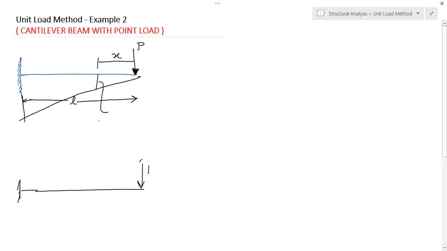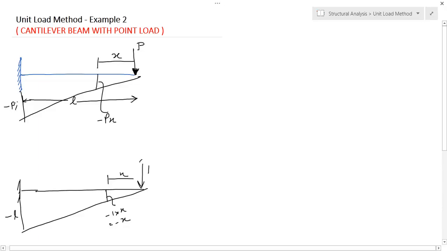This ordinate is minus Px, and for a beam with unit loading, this one is minus 1 into x, equal to minus x. This ordinate is minus L. Here this ordinate is minus PL. So we find out the moment of the actual beam and the moment of the beam with virtual unit loading.